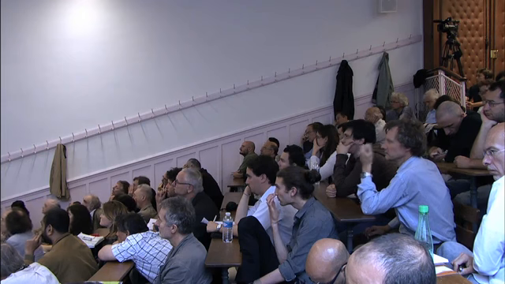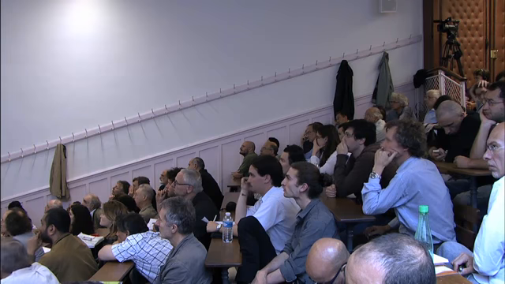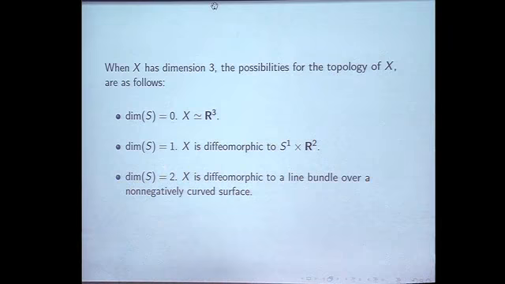Okay. So now what happens in dimension 3? Here are the possibilities. The soul has dimension 0. Now this is a point. So then its normal bundle is just a copy of R^3, so X is R^3. If the dimension of the soul is 1, since it's compact, we're looking at a circle. The normal bundle has to be trivial because we're assuming that the manifold is orientable. So you have S^1 cross R^2.